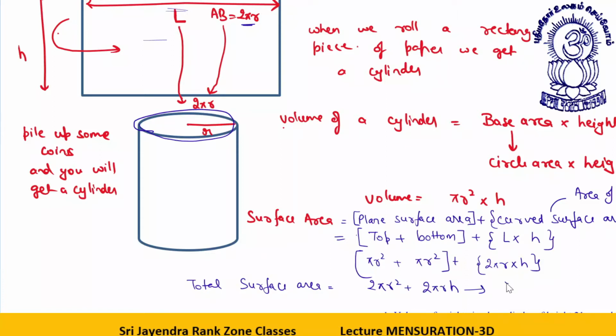You take 2 pi r common in the bracket: r plus h. One last thing: this is the plane surface area, and this is the curved surface area. Let me just differentiate it, my dear students, if I can do something.